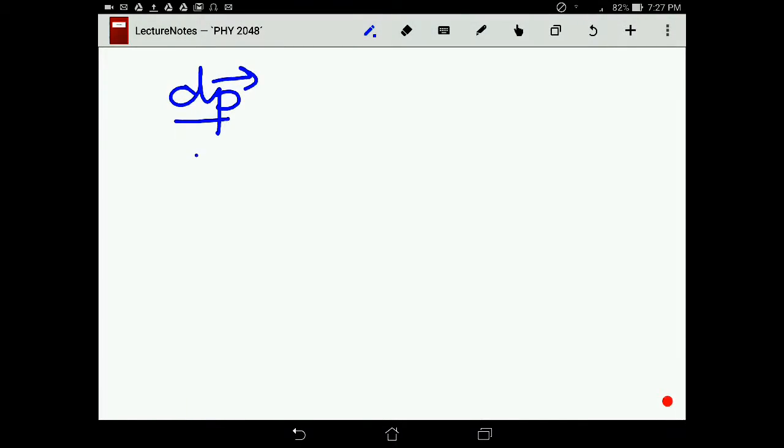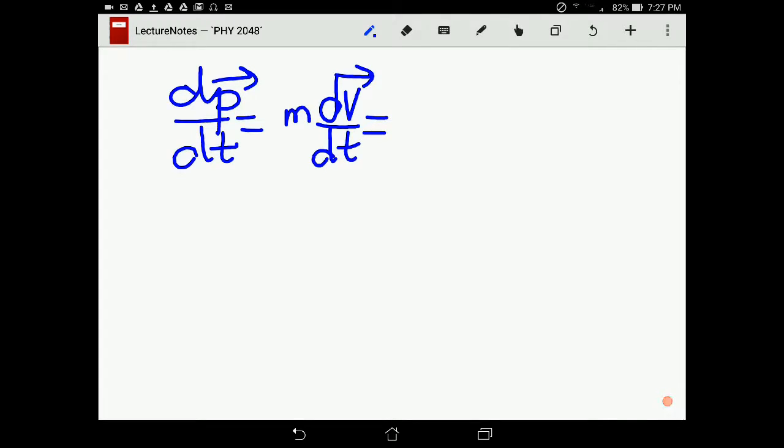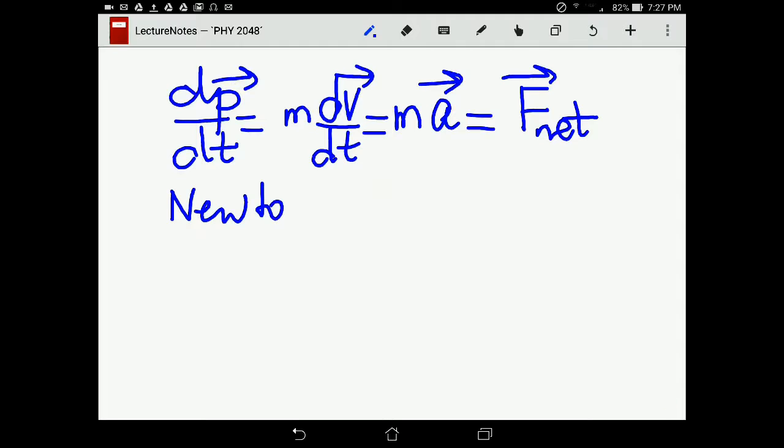So what's left when we do this is that the rate of change of momentum, dp over dt, is going to be equal to the mass times the derivative of the velocity with respect to time. And as we know, that's what we defined earlier in the course as acceleration. And then we see now that we have a combination of mass times acceleration, which we also recognize as the net force acting on an object. So this gives us a new formulation of Newton's second law, which says that the rate of change of momentum is equal to the net force.